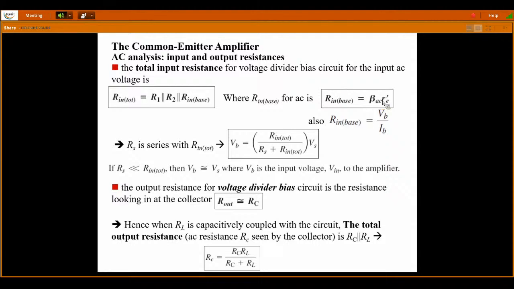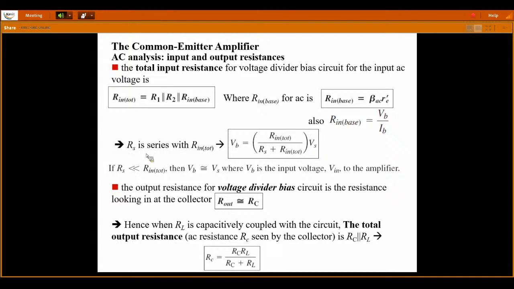So in a simplified RE model, the input resistance is equal to beta AC into RE dash, where RE dash is the AC emitter resistance. We can also represent that as Rin equal to the ratio of the AC base voltage with respect to the AC base current IB, so we can replace it with VB by IB, or directly, if I'm using a simplified RE model, with beta AC into RE dash.